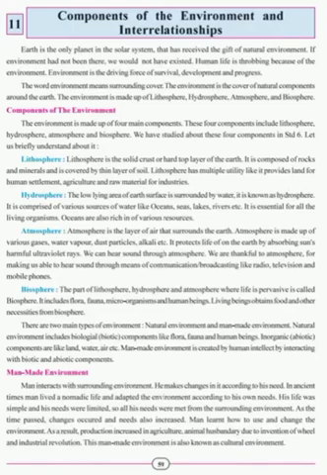Hello students, welcome back. Today I will explain Social Science of Grade 7, new book, chapter number 11, Components of the Environment and Interrelationships.